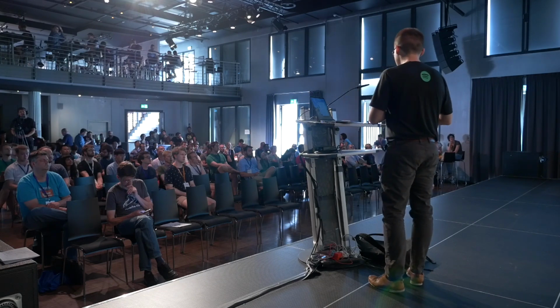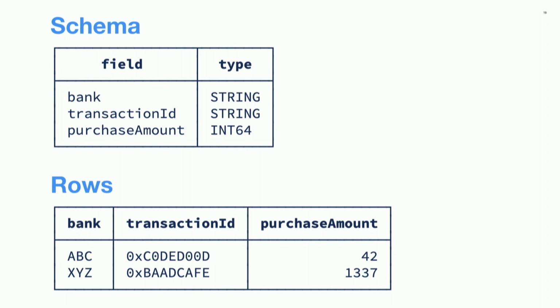Everyone has used relational databases, so it's exactly the same as in relational databases where you have a table, this table has a schema, and inside this table you store rows that conform to this schema. So our transaction we can represent as a table with 3 fields: bank is of type string, transaction ID is a string, and purchase amount is an int64. And databases typically have some kind of type system. So Beam implements schemas and it has its own.